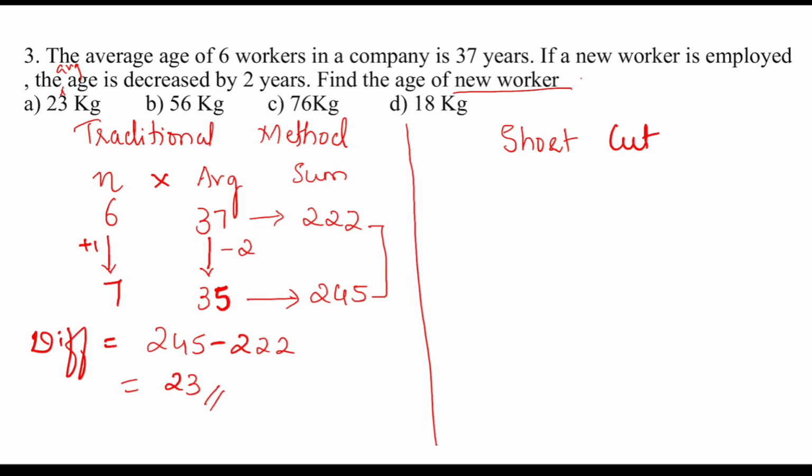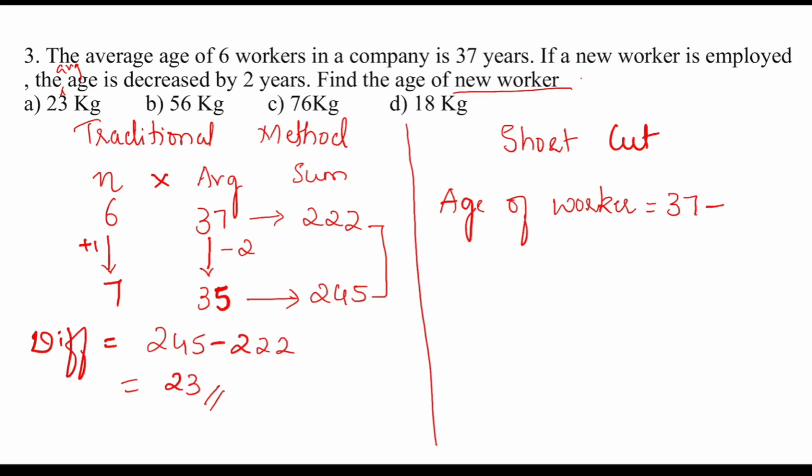Okay, but in a shortcut way, how can we solve this? Age of worker is equal to, now see here, when the new person is entering, the average is decreasing. This means that whatever age is there of the new person, it is less than the old average. It is always less than the old average. So old average is what? 37. So it is always less than that. Less than that means you have to take minus.